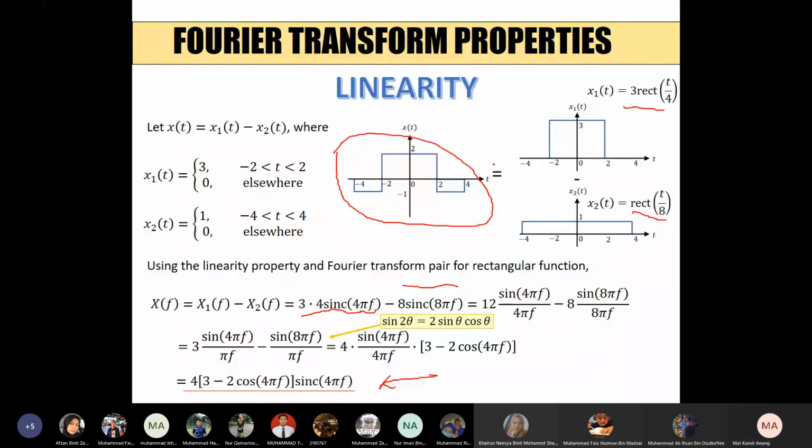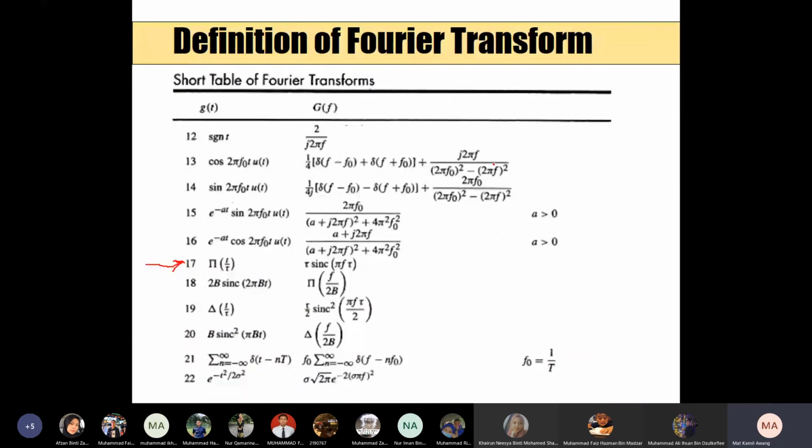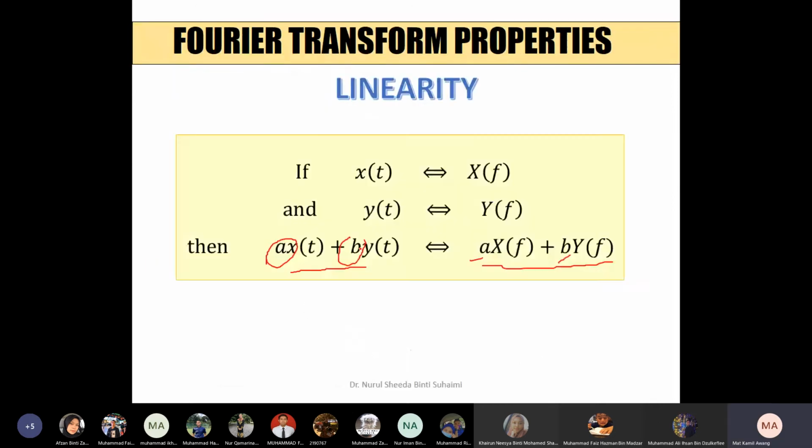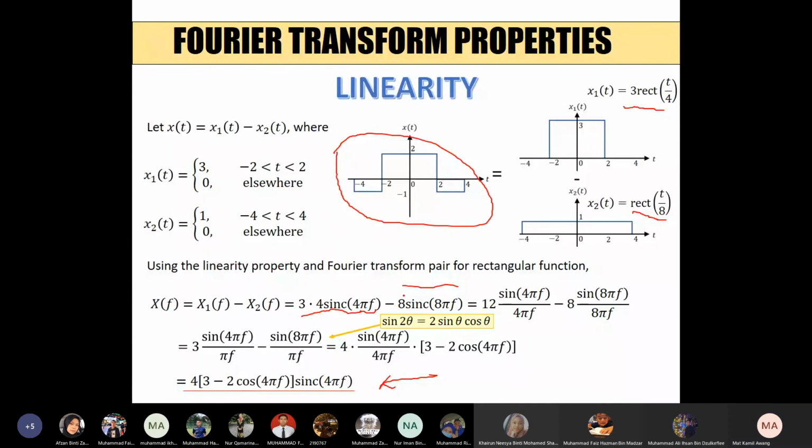So then we use this from this table. Basically t over tau, for tau equal to 8, it is 8 sinc pi f 8, so 8 sinc pi 8f. Okay, this. So you can use the tables, right? But the trick is how are you going to decompose this function into a recognizable function, right?